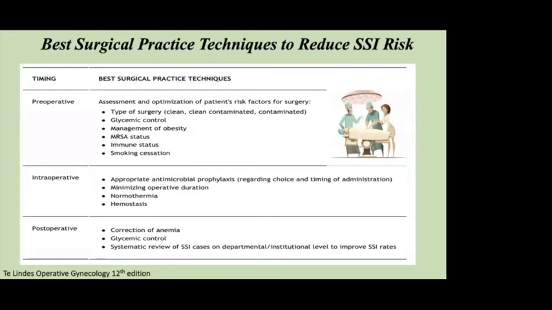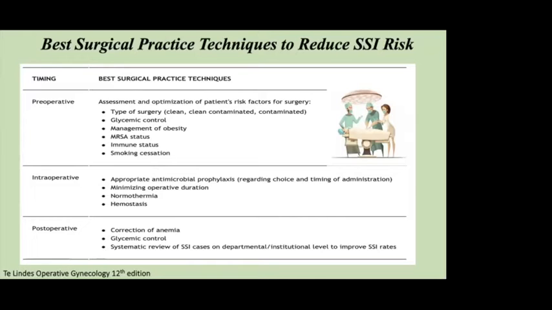So this one I got from Telinde's Operative Gynecology. This is a table on the best surgical practice techniques to reduce SSI risk. It divided it into three timings: the preoperative, intraoperative, and postoperative. So in the preoperative part of preparing the patient for surgery, it includes assessment and optimization of patients' risk factors for surgery, which includes the type of surgery, glycemic control, management of obesity, MRSA status, immune status, and smoking cessation. I will be discussing all of this one by one later.